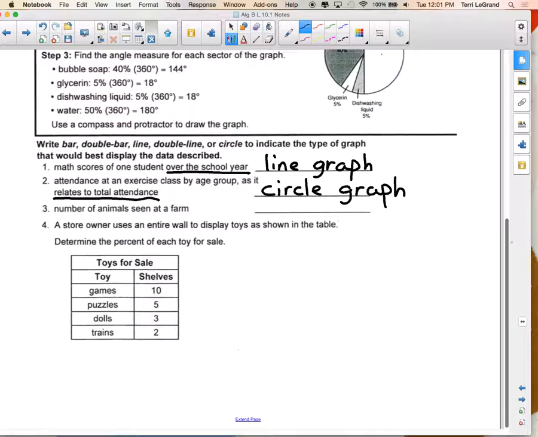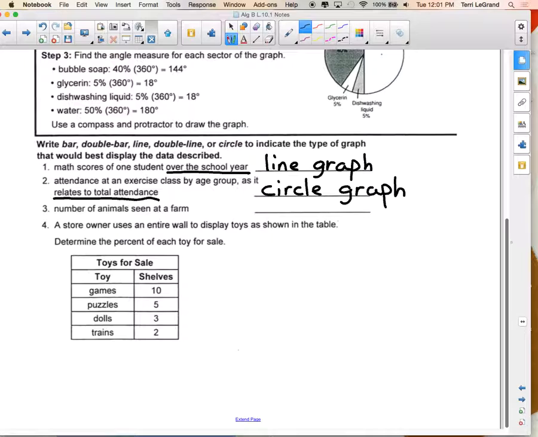Circle graph. It relates to total attendance. So each age group would have their own piece of the pie, showing the relationship of how many of them were attending compared to everybody.